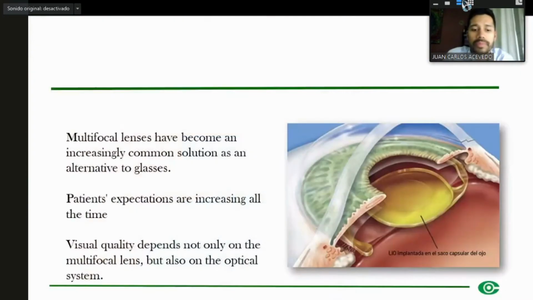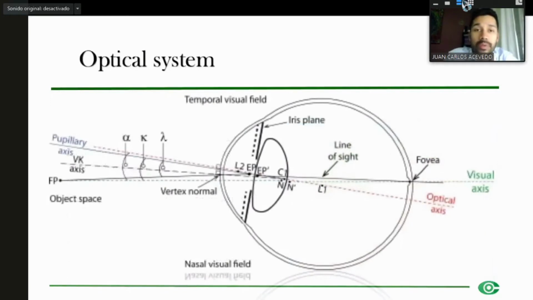You know, multifocal lenses have become an increasingly common solution as an alternative to glasses. That's why patient expectations are increasing all the time. But you must know visual quality depends not only on the multifocal lens, but also on the optical system. Now, let's talk about the optical system. At first sight, it looks complicated, but I will try to make it easier and more practical.